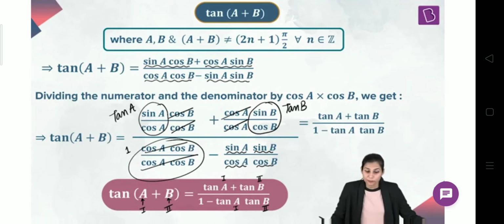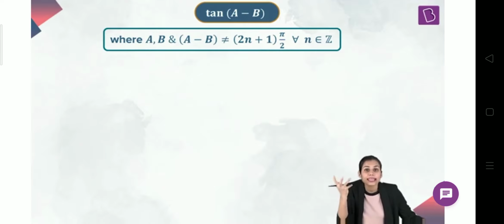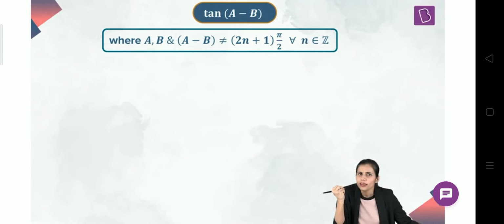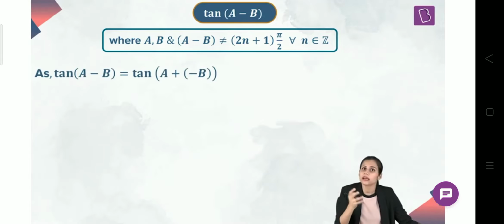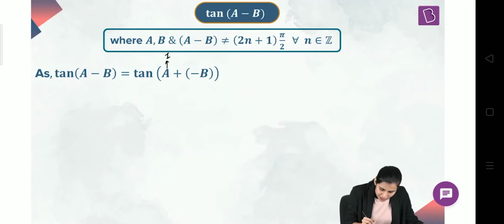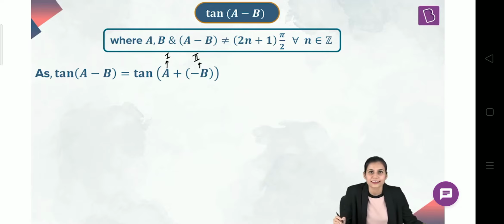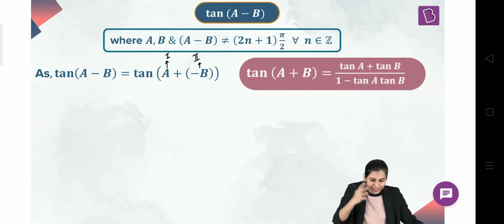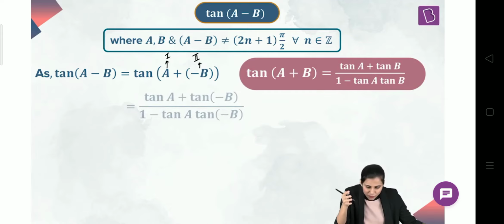Now I'm interested in computing tan ratio of the compound angle A minus B. Well, it's very simple. I can first of all rewrite A minus B as A plus minus B. Yes, so tan of A minus B comes out to be tan of A plus minus B. Do you agree? Now I'm going to treat A as the first angle and minus B as the second angle. I know as a matter of fact that tan of first plus second is tan of first plus tan of second whole upon 1 minus tan of first into tan of second.